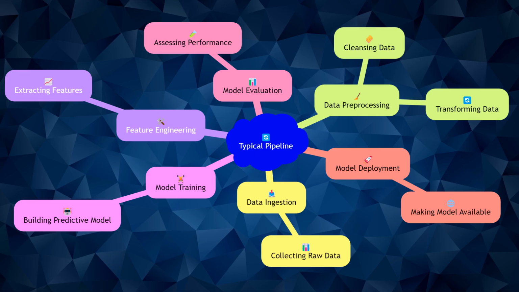A typical pipeline consists of several components: data ingestion, data preprocessing, feature engineering, model training, model evaluation, and model deployment. Each component plays a crucial role in the overall workflow. Data ingestion involves collecting raw data, while data preprocessing cleans and transforms the data. Feature engineering extracts relevant features, and model training builds the predictive model. Model evaluation assesses the model's performance, and model deployment makes the model available for use.